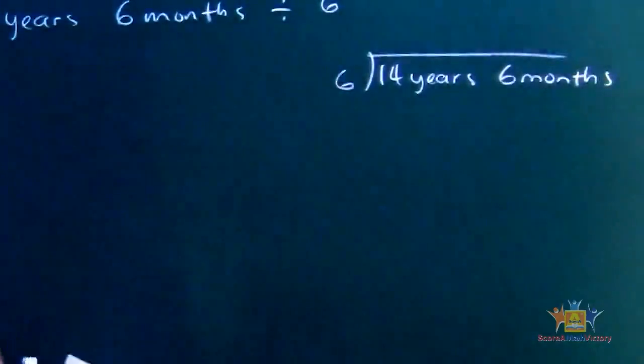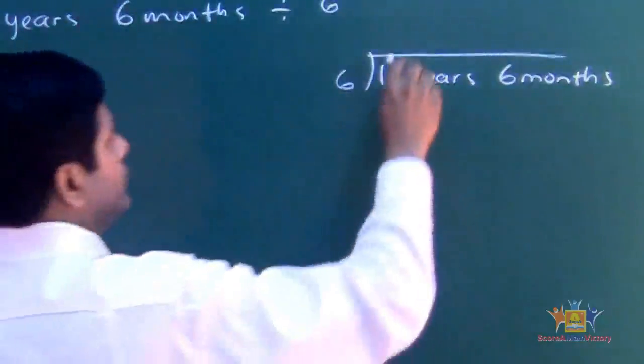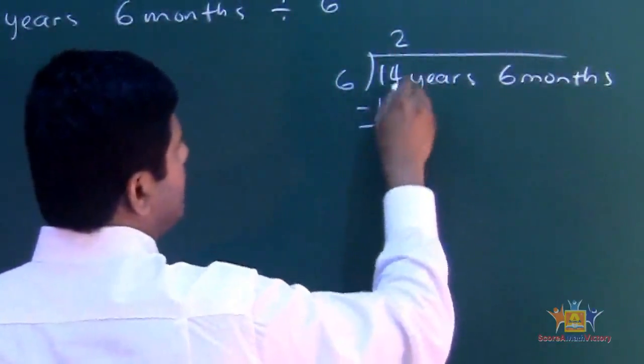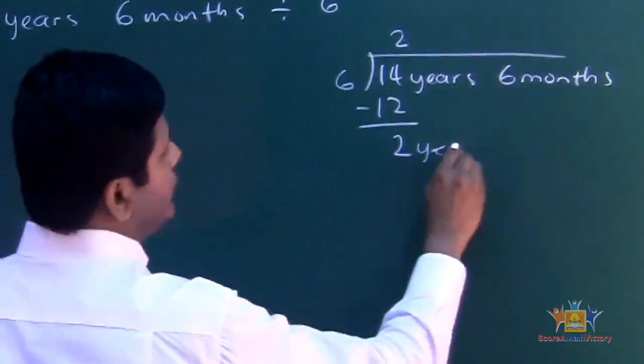In 14, there's how many 6? Because we know that 2 times 6 is 12. Okay, that's the closest that 12 can get to 14. So 2 times 6 is 12. Minus, give me 4 minus 2 is 2. 1 minus 1 is 0. So you got 2 years.